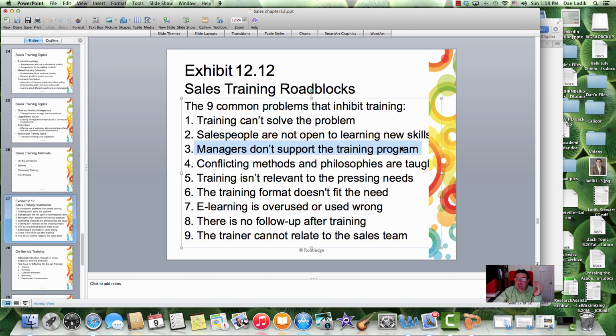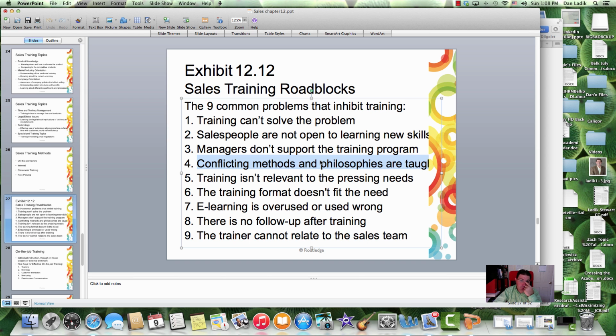Some managers don't buy into the program either. They just say, hey, come in, do this, it'll be great, whatever, I'll sign it off. And managers don't really follow up. They don't support it. They're kind of nonchalant about it. So the salespeople won't take it seriously either.